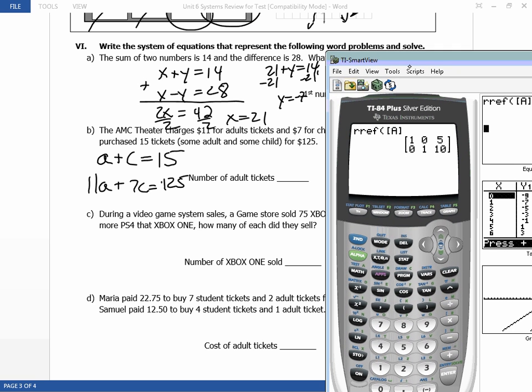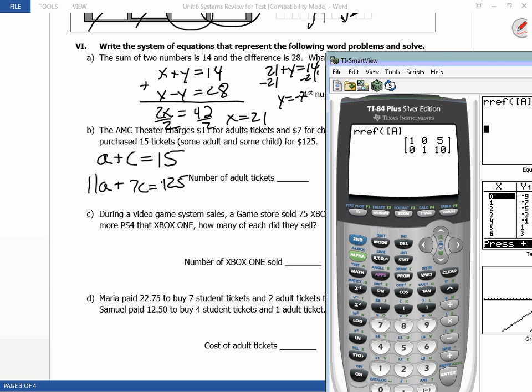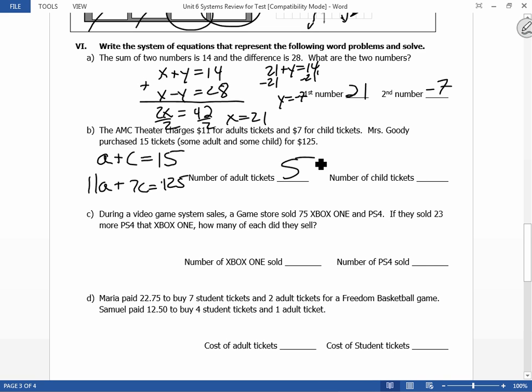And so there were 5 adult tickets and 10 child tickets. Another way you could do this if you don't know the calculator is you could multiply the entire top equation by 7 and use elimination.